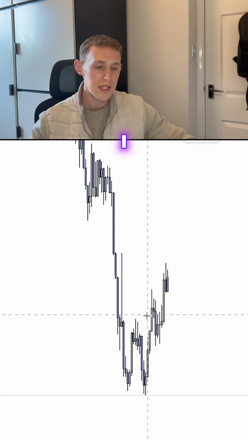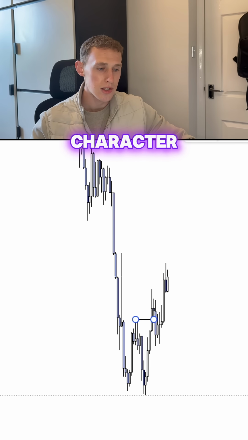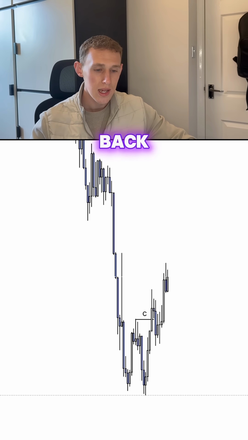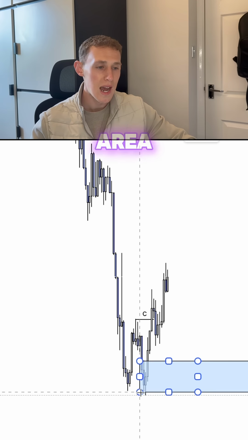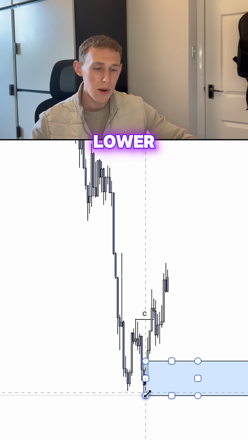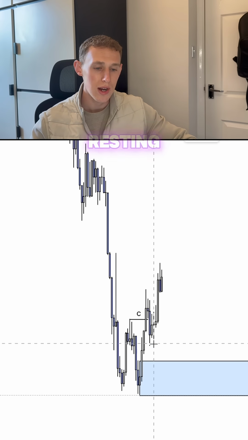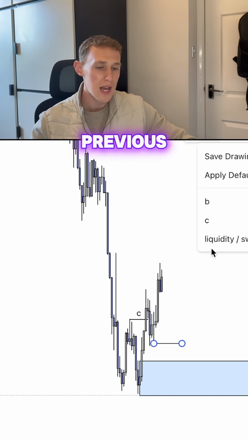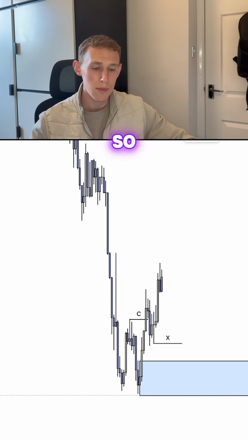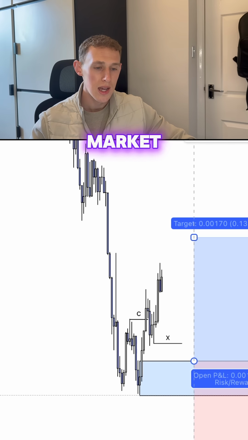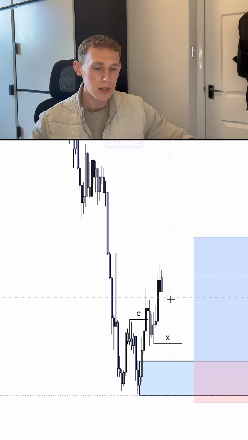So all I simply look for after the change of character is for price to pull back into an area of demand, and then I would look to buy from this area. Again, considering lower time frame liquidity. For example, here we have previous orders resting below this low. It's a previous area where people were buying from. So before looking to enter, we look for those people to get taken out of the market, and then we buy up to target some previous highs.